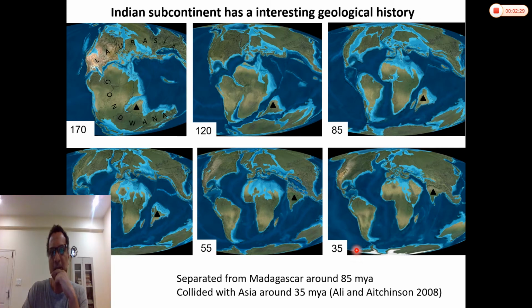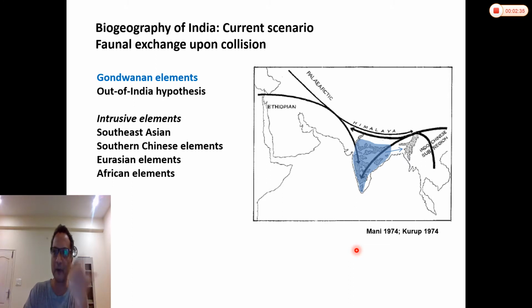So after collision, what happened? Well, after collision, there was faunal exchange, and I've talked about this in some of my earlier talks. Basically, Gondwanan elements dispersed out of India, and Asian elements came into India, right? And the elements that came into India, we call them intrusive elements because they sort of intruded into India. So basically, we have two broad categories of faunal affiliation, if I may. One is the Gondwanan element, the other one is the intrusive element.